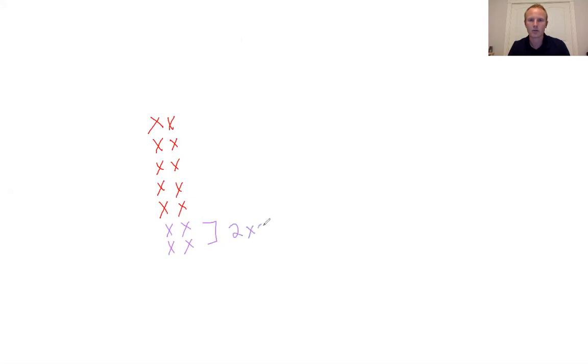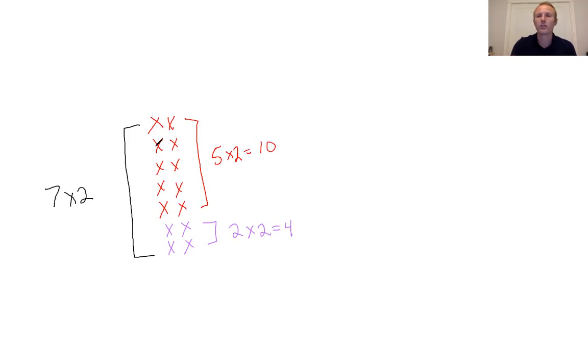So this bottom part is 2 times 2. We know that's 4. And the top part is 5 times 2, and we know that that is 10. And again, our whole thing is 7 times 2. So this should look familiar. This is exactly what we did in the last lesson.